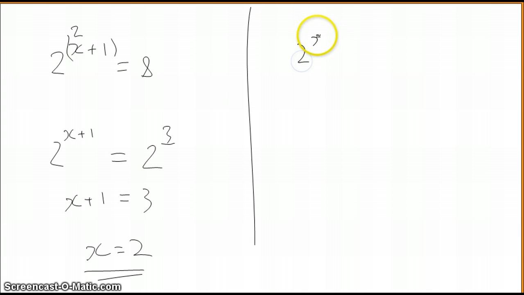Next one. E. 2 to the power x is equal to half. Write both in terms of base 2. The first one's already done. This one, how do I write half? What power goes with the 2 to make it half? Negative 1. Because remember, my previous slide, anything to the negative power, you drop it to the bottom of a fraction and it becomes positive. Now I can just equate the powers. Equating the powers, x is negative 1.